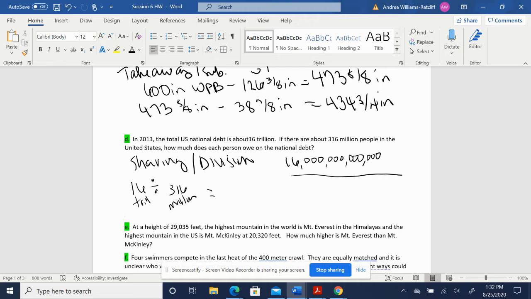So hundreds, 100,000s, 100 millions, 100 billions, and this would be 100 trillions. But we don't have 100 trillions. We just have 16 trillion. And we're going to share that among 316 million people. Okay. Here we would have just hundreds. Here we would have 100,000, so that's not enough. So there we have 316 million people.